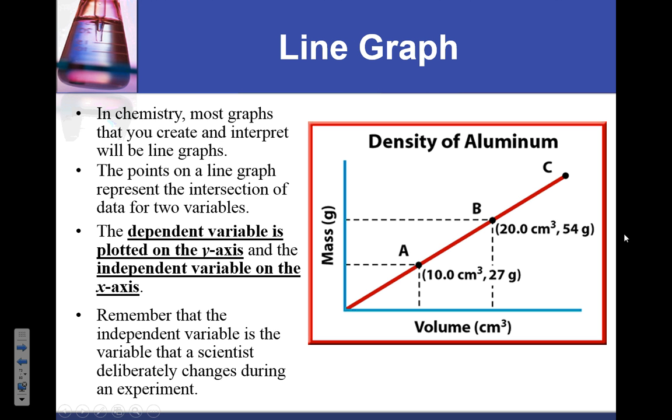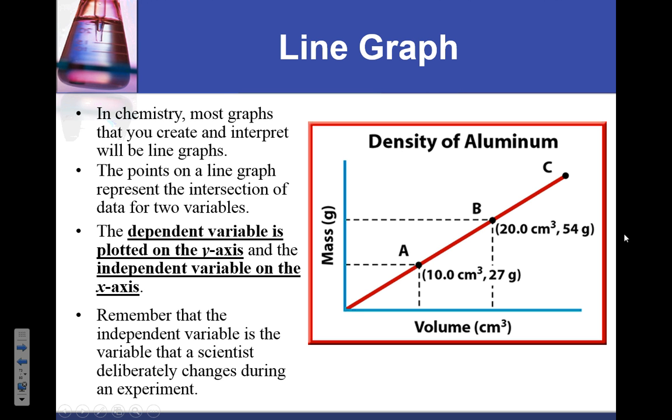Now, the final type of graph, which is the one we use most often in chemistry, is the line graph. Line graphs can often be used to show the same kind of information as a bar graph, but they do it for very specific relationships that we're looking at. So in some ways, you can use a bar graph or a line graph.